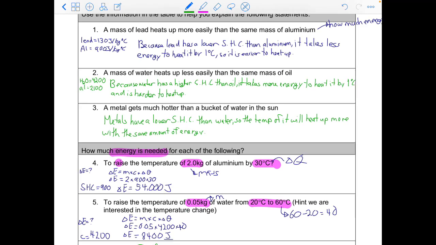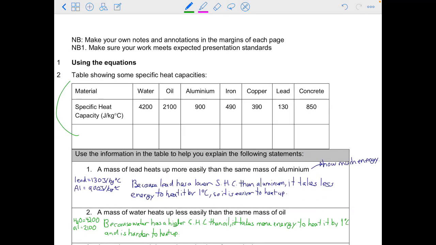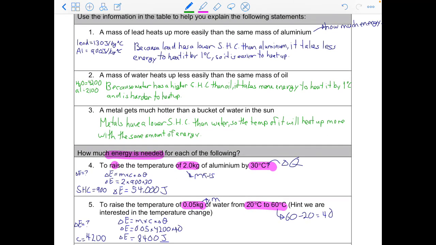So here I have the answer to question 5. We have our mass. Here you had to calculate the change in temperature. So we go from 20 to 60. And as I said in the beginning, the change is the ending take away the starting. So we end at 60, so 60 take away 20 is 40 degrees Celsius. So we plug 0.05, 40 degrees Celsius, and our specific heat capacity of 4,200 into our formula. We end up with 8,400 joules. Remember, no unit, no mark, so don't forget to add the joules.